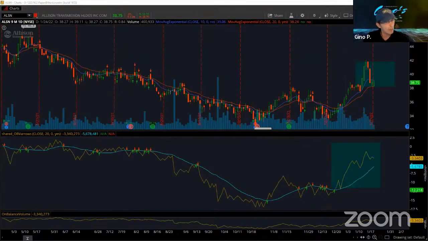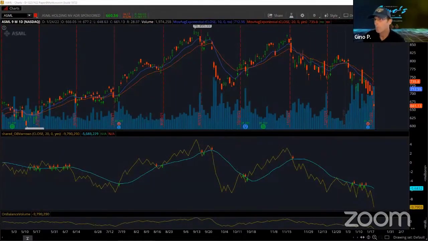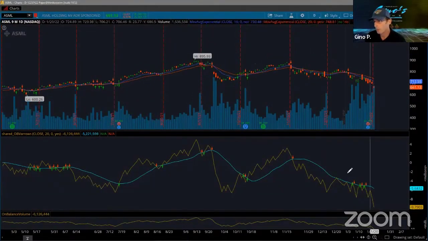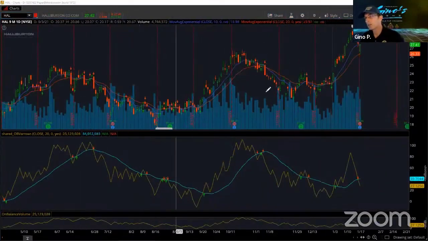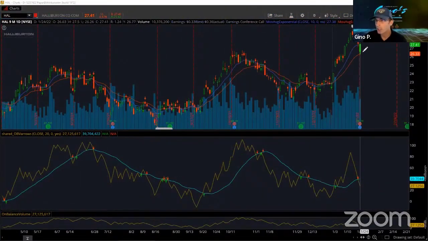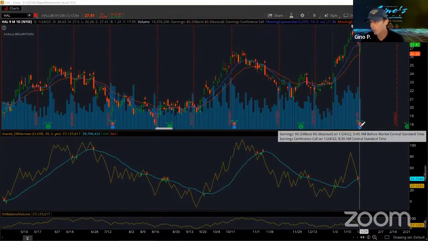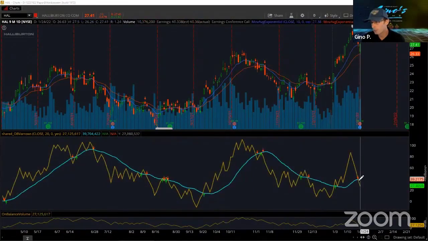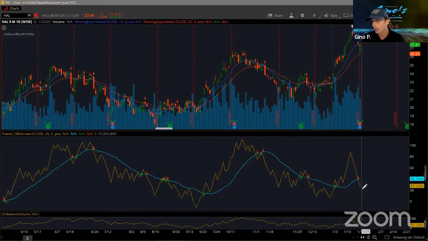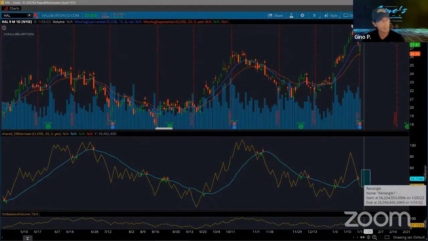Let me get down to a couple fun ones here. ASML, also on the report. This is a bear trigger. Bear volume's favoring it, you can see that down here. Halliburton pulled back, nice swing low setup. Even though earnings was this morning, the volume right now, as it sits, is below the moving average. I'm not going to put a trigger on there until it gets back above the 20-day moving average here.